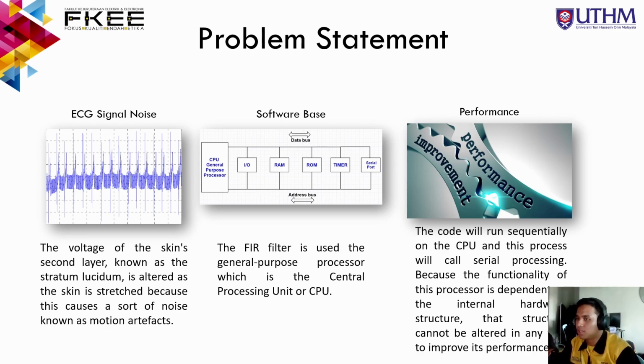Last but not least, in the performance, the code will run sequentially on the CPU, and this process is called serial processing because the functionality of the processor is dependent on the internal hardware structure. That structure cannot be altered in any way to improve its performance.